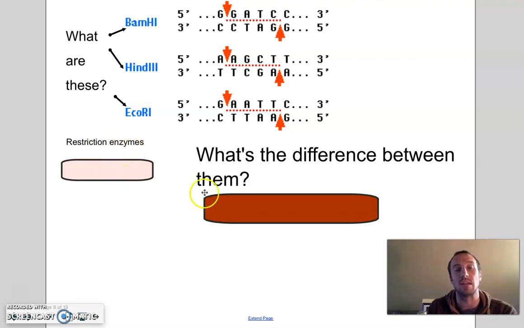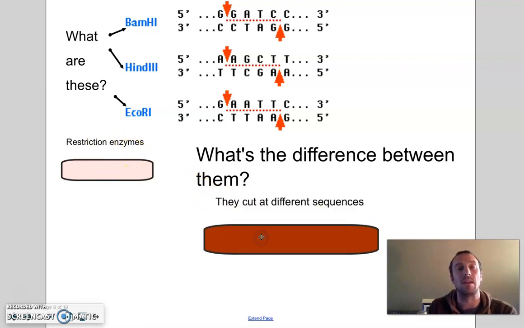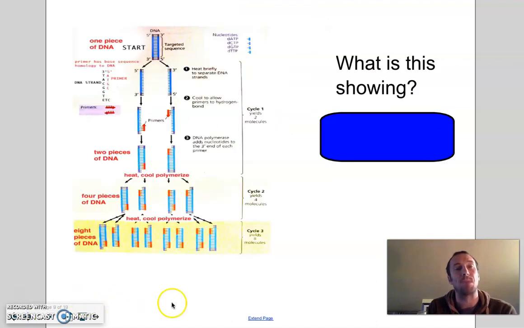These are restriction enzymes. And the difference between them is, number one, they come from different bacteria. And number two, they cut at different sequences. So you can put one in with some DNA, you can put two, you can put all three in. And the more restriction enzymes you put in with your sample of DNA, the more it'll get cut up into pieces.